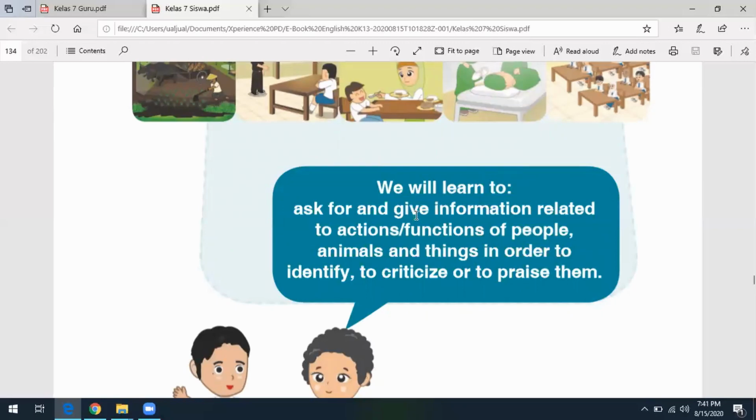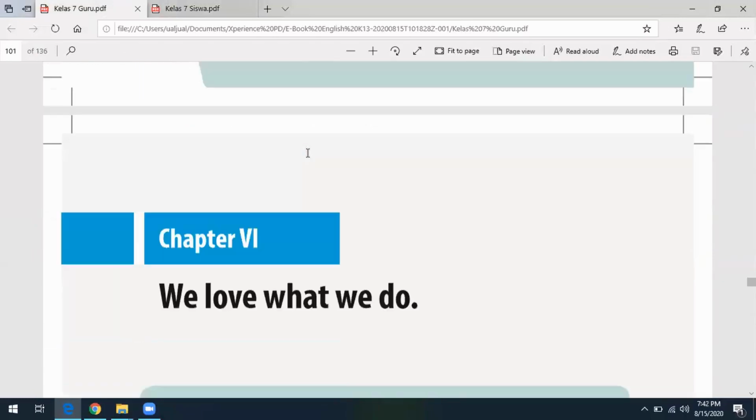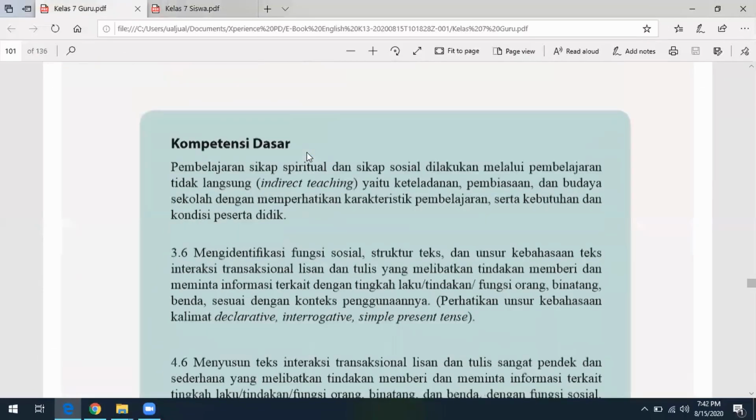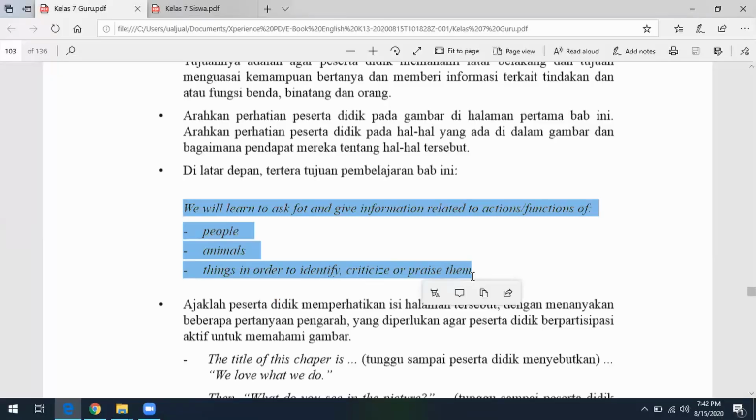So we will learn to ask for and give information related to actions, functions of people, animals, and things in order to identify, to criticize, or praise them. Let's go to the teacher guide then. This is the teacher guide of chapter 6. We love what we do, right? So you have the competency dasar, and so on. So you have this one. So basically this lesson is going to be divided into 3 parts, and the three objectives are the main objectives. So it's pretty straightforward, right?